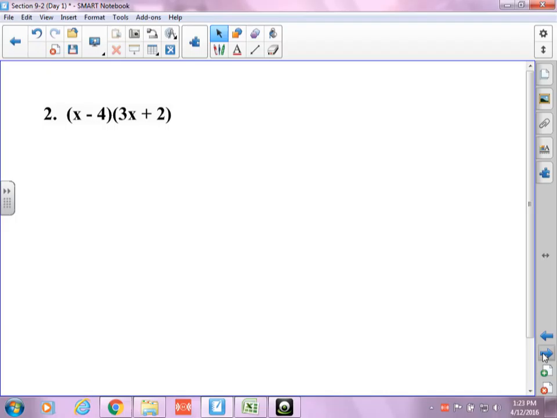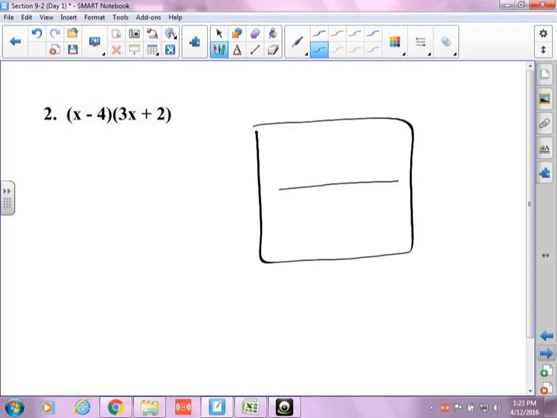In the first parentheses, how many terms are there? 2, it's a binomial. In the second parentheses, how many terms? 2, so it's another binomial. So when we make our boxes, it's going to be a 2 by 2. So it's like lattice then. It's just like lattice. Okay, so now it doesn't matter which polynomial I put where. I'm going to put the first one here, x and then -4. And then the other polynomial, I'm going to go 3x, and then +2.